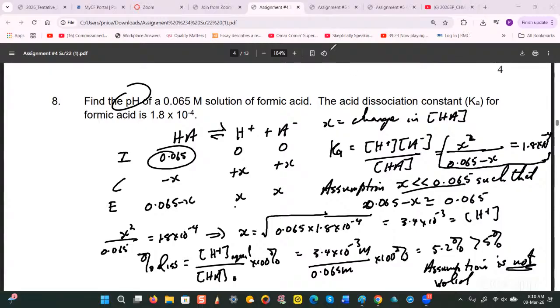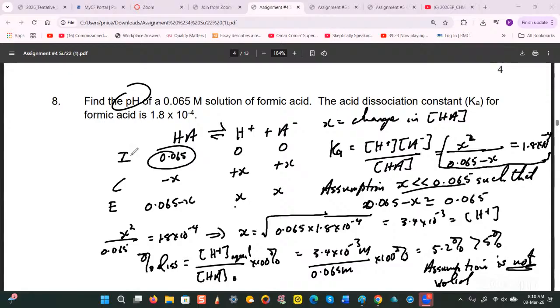Where would you get the 5% from? It's a criteria that is established and recognized when it comes to solving these problems. We say that if the percent dissociation is less than 5%, then the assumption is valid, and we can just go ahead using the value of X based on that assumption, right? But now that we have determined that the assumption is not valid, that means we cannot go ahead with that assumption, all right? Okay, is it okay for me to clear all this?